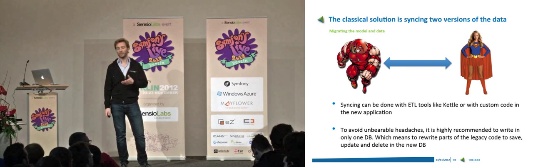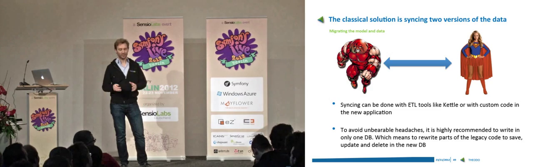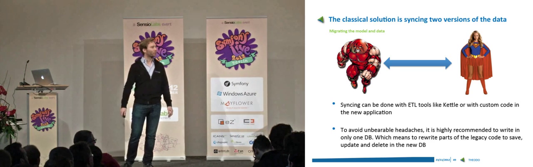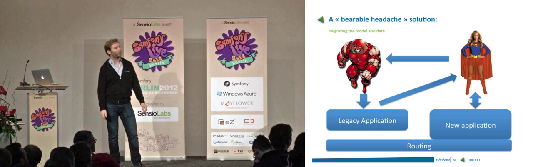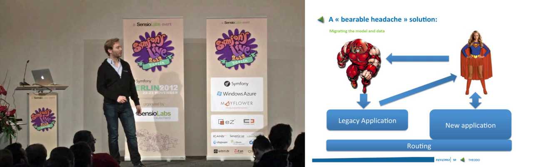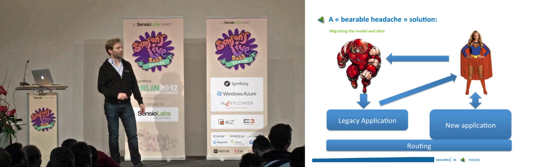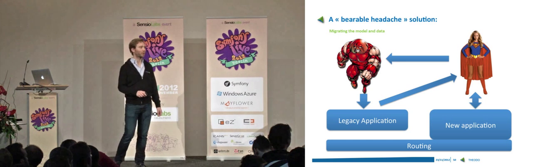It's a bit like scaling once again. You have this master database you're writing in, and then you have the multiple databases you're reading from. So this would be your typical bearable headache solution, where you have the legacy application writing in the new model and reading from the old one, so you don't have to rewrite all the reading parts, and your new application is using the new model, and is really happy about it.